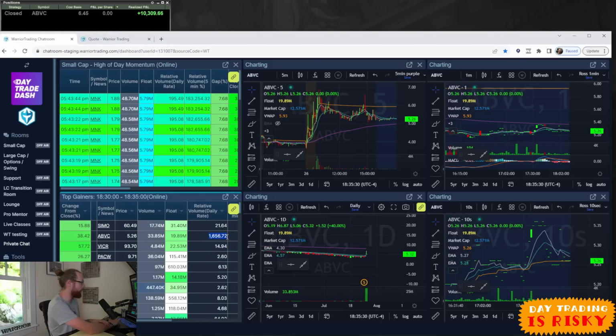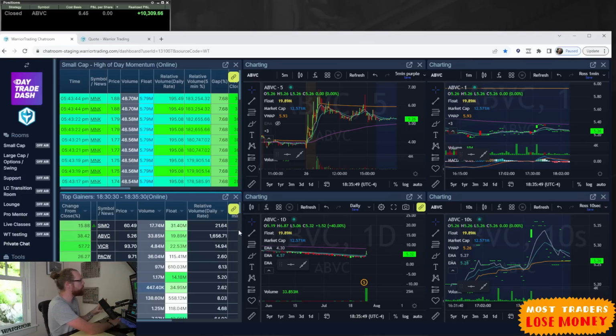1,656. That's crazy. Anything above 5 is good. That would mean it has 5 times higher volume than the previous 14-day average. This has 1,600 times higher than the 14-day average. So that's terrific. Super high volume, good liquidity.